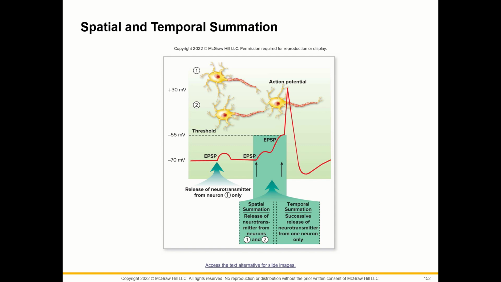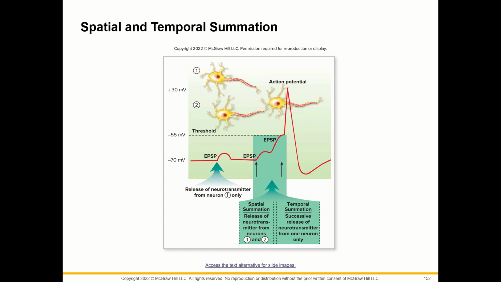In spatial summation, 2 or more presynaptic neurons release excitatory neurotransmitters to produce EPSPs that can summate in the postsynaptic neuron's dendrites and cell body. In temporal summation, it's a single presynaptic neuron releasing the neurotransmitter 2 or more times in quick succession to produce EPSPs that can summate. In either case, if the total depolarization exceeds threshold at the initial segment of the axon, it will stimulate the production of an action potential. And so this is just showing an example with EPSPs. Remember, we could get IPSPs coming in as well.